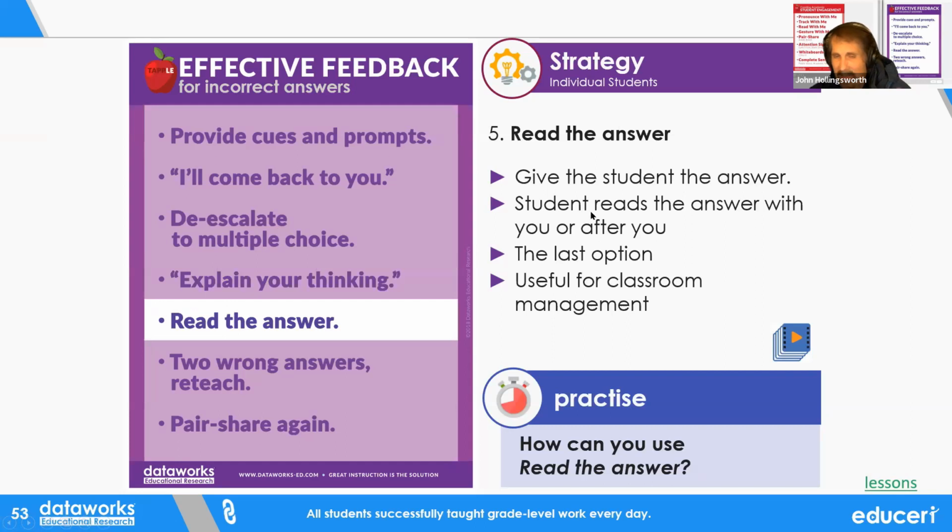Okay, this is the last ditch. If you've come back to students, you've tried to de-escalate, and you're running out of options, the last one is just to read the answer with you. You can do it as an echo read and have them read the answer with you, or you read it first and they read afterwards. Some people say, well, you're just giving them the answer.